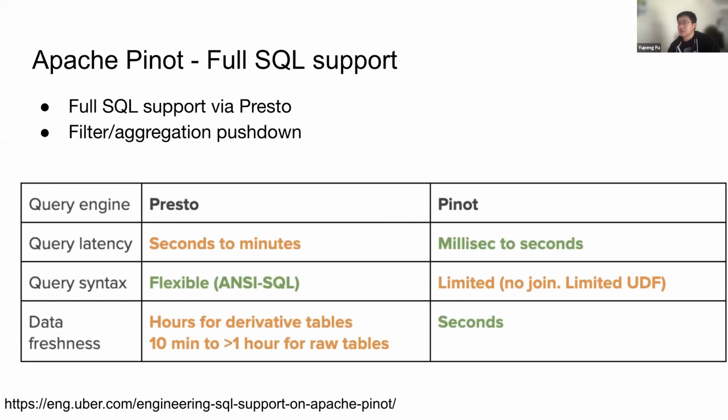Another interesting innovation from Uber is to marry Presto with Pinot. Presto is known for its good SQL feature support, and it's kind of like a SQL layer on top of any kind of query engines or data sources. And Pinot is known for its good query latency as well as data freshness. By putting these together, our users can use Presto query syntax to query Pinot and get the best from these tools. You can check out the engineering blog at the bottom.